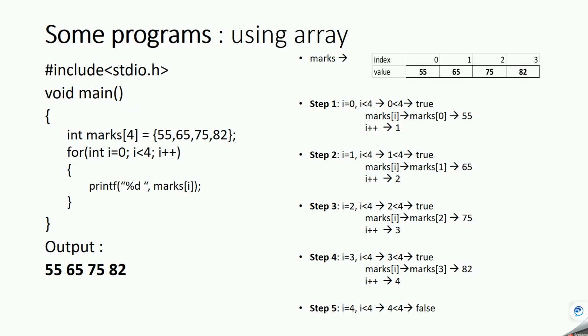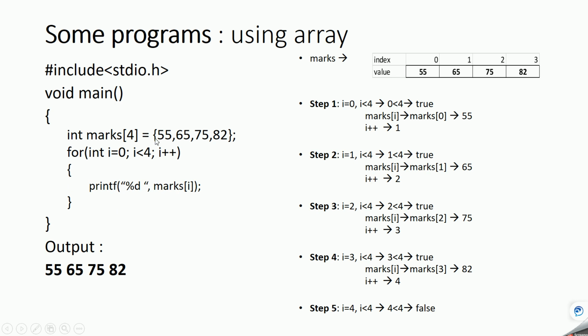Okay, so let's see a program using an array. In this program, suppose we have a student who has 4 subjects in a class, and each of these entries indicates the marks of that student in each subject, and we want to print each subject's marks. So in this case the final output should be like this: 55, 65, 75, 82. So we have a program like this.